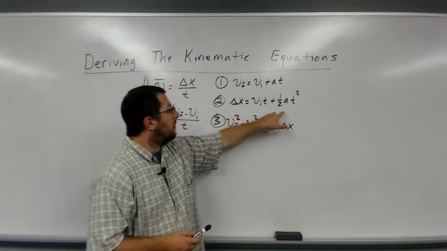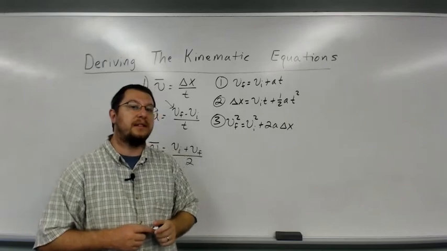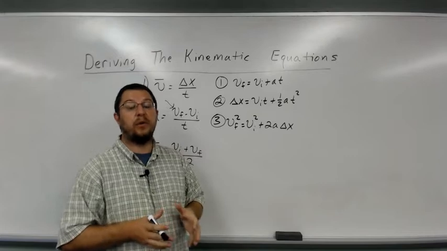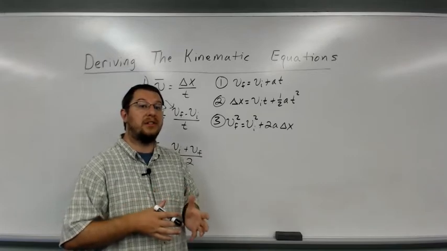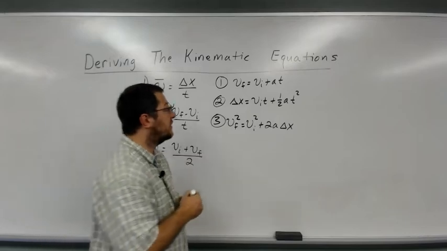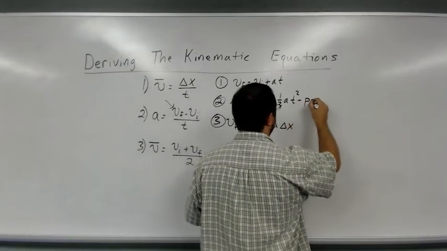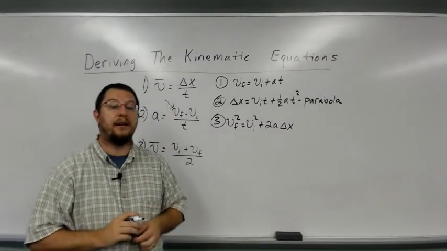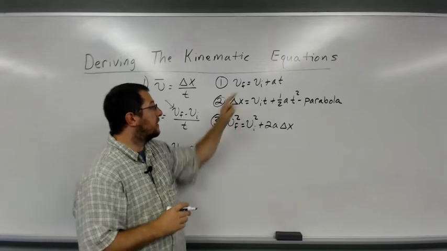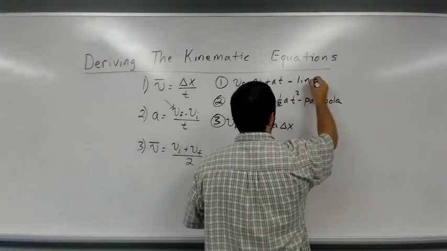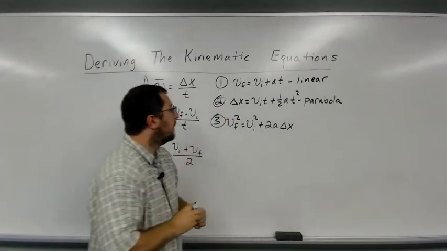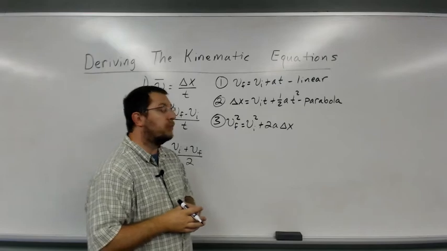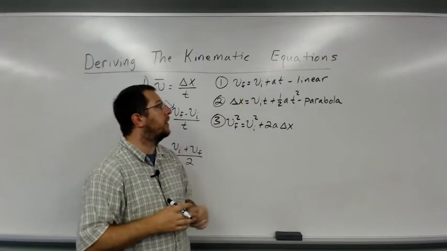Now, one other thing to notice, okay, what is the shape of this graph? Okay, so if I have an object and it is uniformly accelerating and I want to track its position with respect to time, then this is a parabola. Okay, I'm going to get a parabola if I track an object's position with respect to time. We already said this is a linear line.